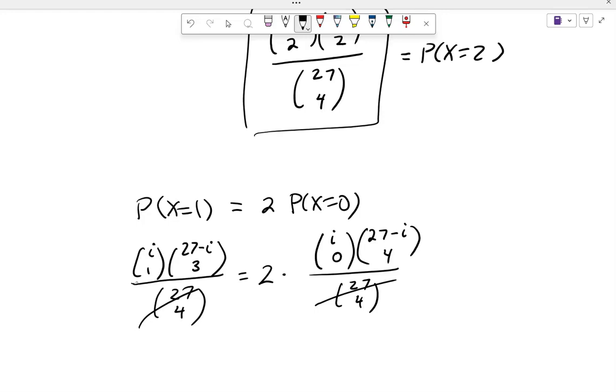Let's look at this one first. The I choose 0. Let's not worry about formulas. Let's just think about it. From a group of, doesn't matter, let's say 10 things, how many ways are there to choose none of them? Just 1, right? If I don't choose anything, there's only 1 way to choose nothing. So what's I choose 0 going to simplify to? 1. So that might as well just go away.